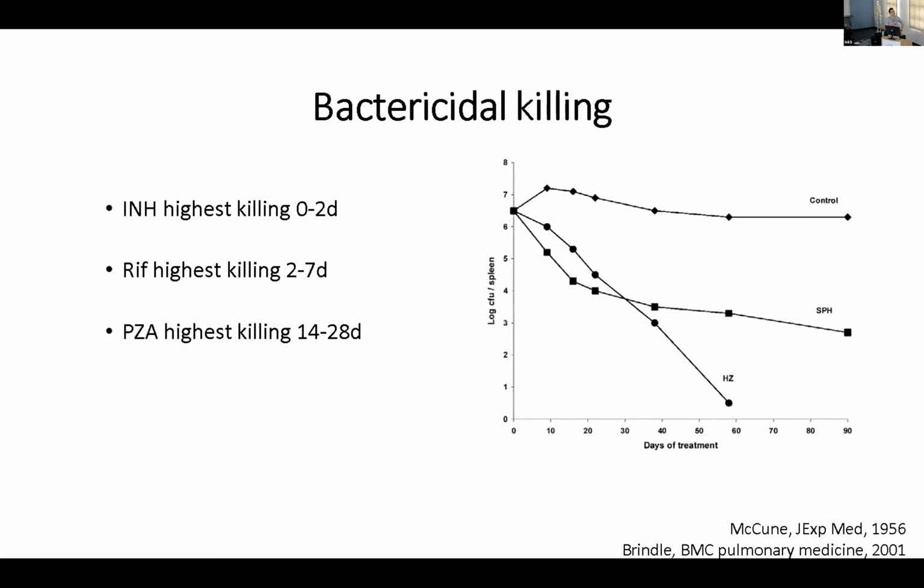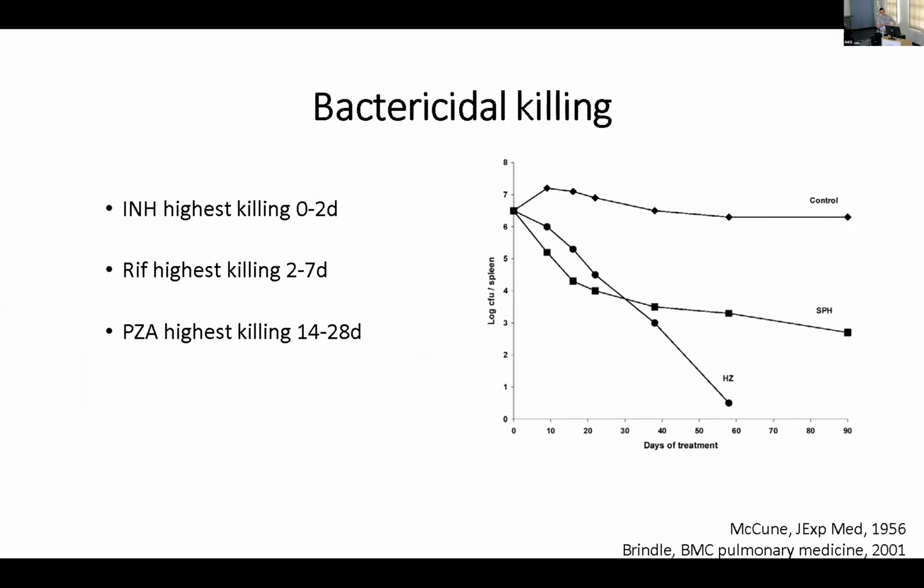I was like, no. And then, so let's look at the bactericidal killing. INH, isoniazid, as I said, first 2 days really drops your load. Rifampicin killing in the first 2 to 7 days, and then PZA is basically 14 to 28 days. And I put this graph over here to show the log colony forming units and then the days of treatment. And as you can see, this is a very old study, 1956.